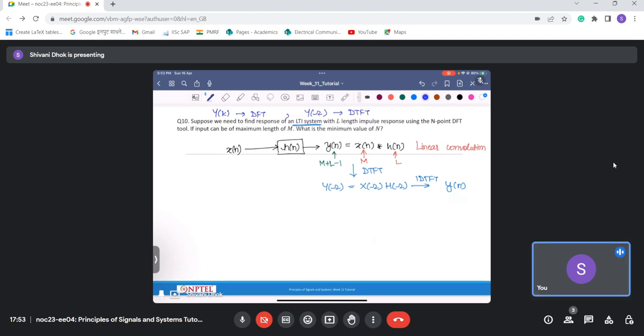Okay. Now, what tool I have is DFT. I can use only DFT in my computers.